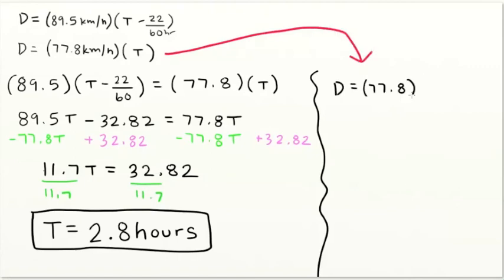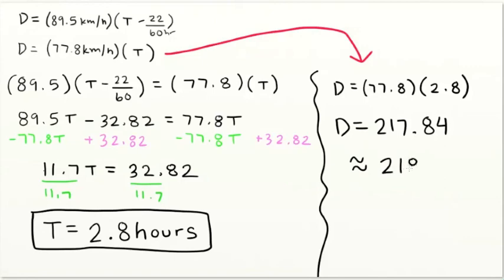And you can use either equation, but I am going to use the second one. D equals 77.8 kilometers an hour times time, and time equals 2.8 hours. So once you solve that, you are going to get D equals 217.84 kilometers, and that rounds to approximately 218 kilometers. So your total distance traveled is 218 kilometers, and your total time traveled is 2.8 hours.